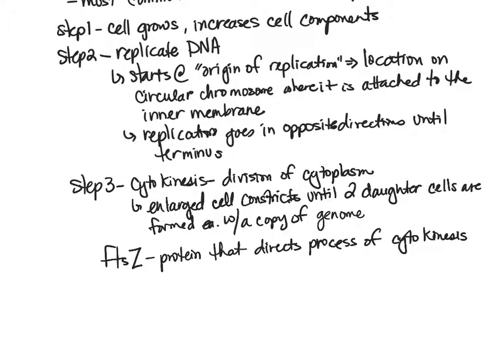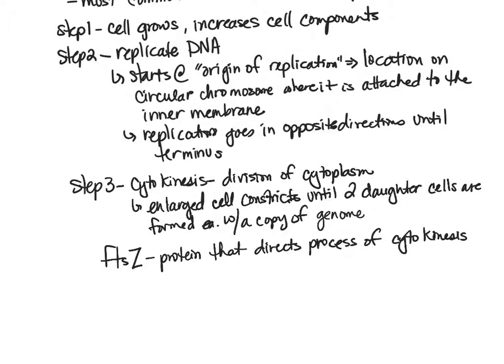So the FtsZ assembles into this ring on the cytoplasmic membrane, and then the Z ring is going to define this division plane. So it's where it's going to pull in. Additional proteins are then added to this Z ring, and this is called a divisome.